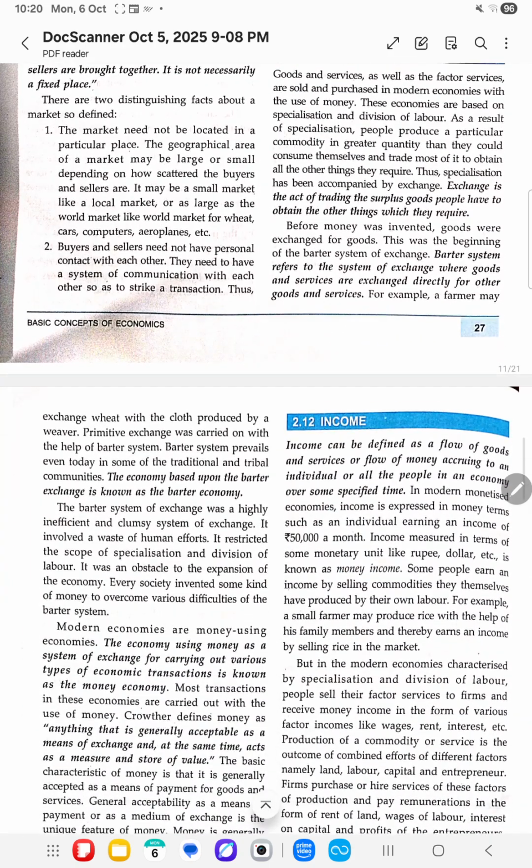But what do we mean by barter economy, where barter system is relevant? And what is money economy? The economy using money as a system of exchange for carrying out various types of economic transactions is a money economy. Okay.